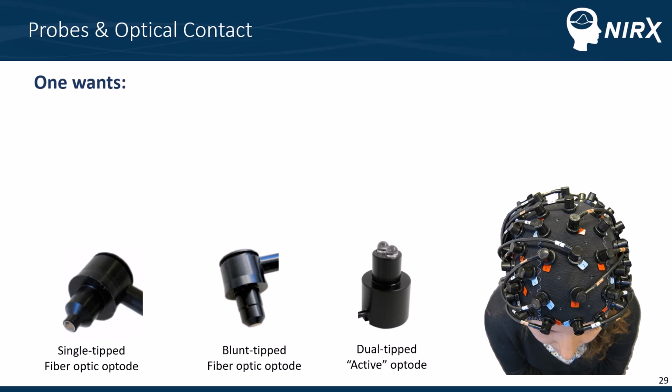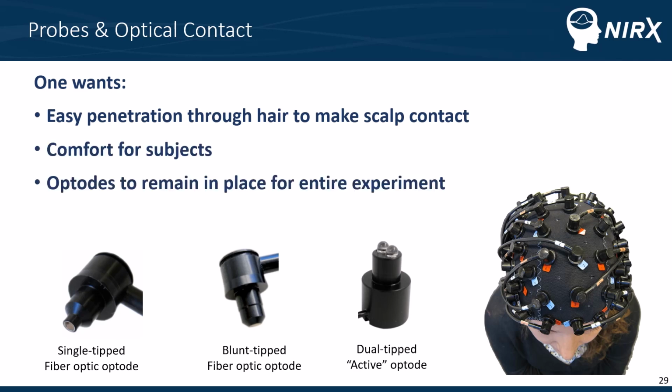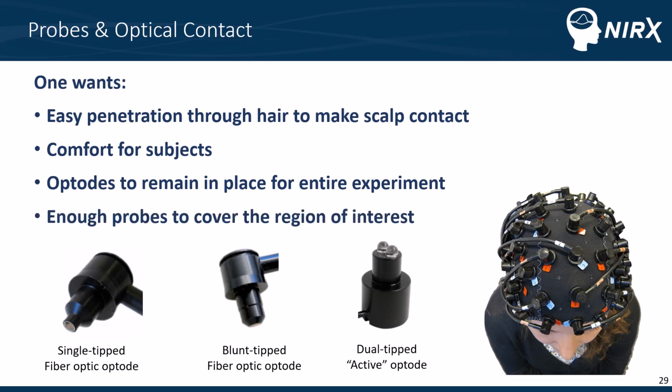Okay. Probes and optical contact. With probes, you want to have easy penetration through the hair to make scalp contact, and that's achieved by our probes because they basically come to a point. So it makes for easier parting through the hair. You also want them to be comfortable for subjects. You want the optodes to remain in place for the entire experiment, and you want enough probes to cover the region of interest. So our probes have been really well engineered in order to meet these needs.